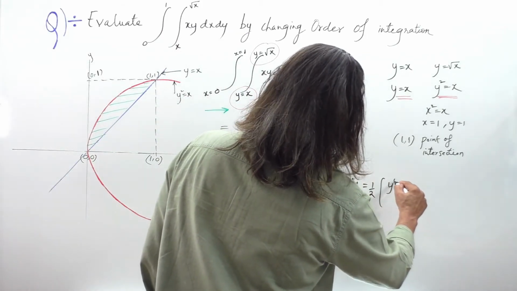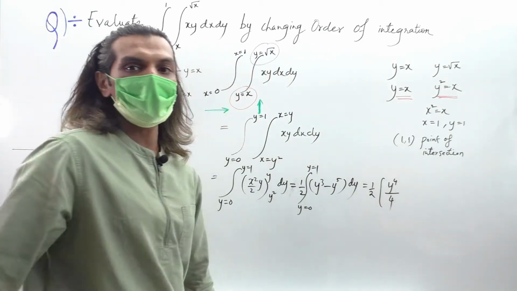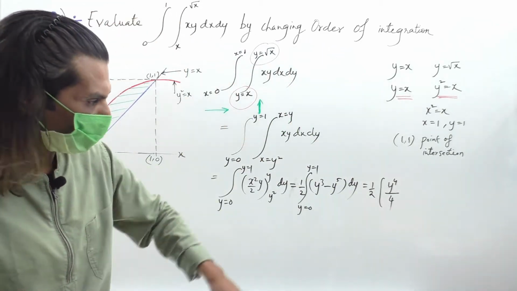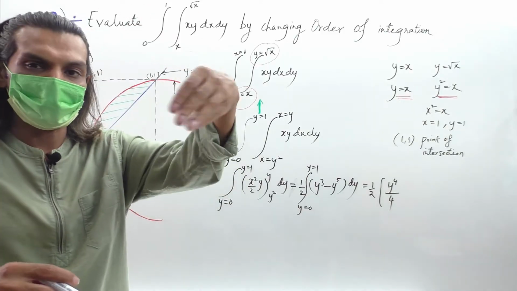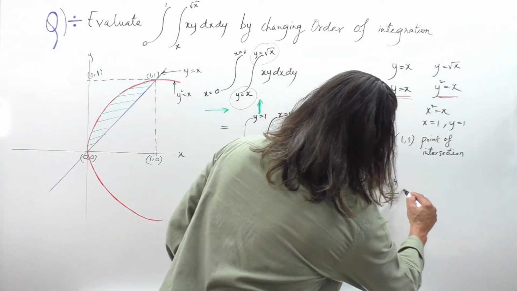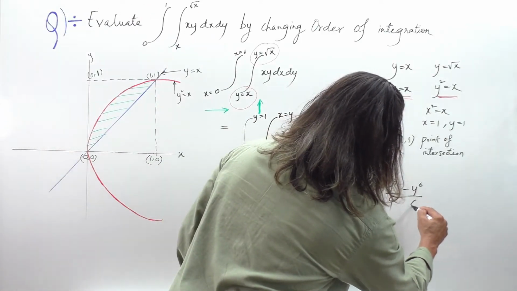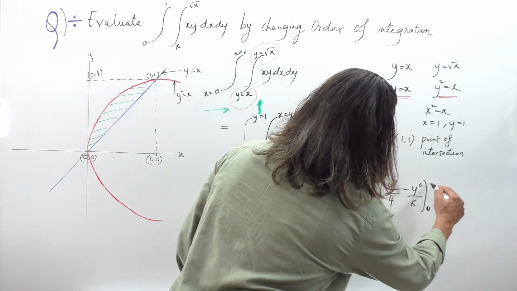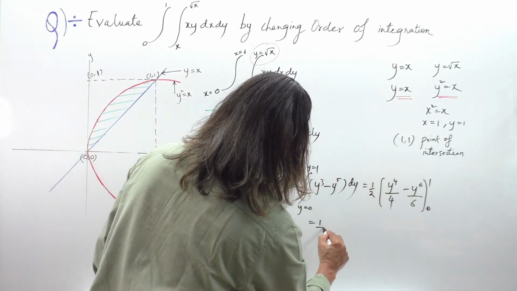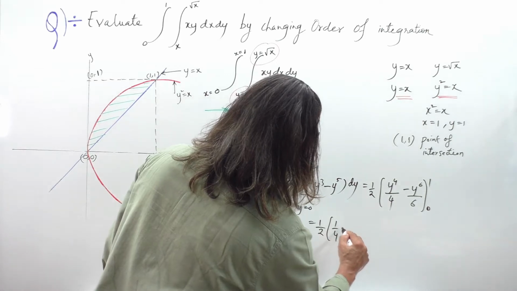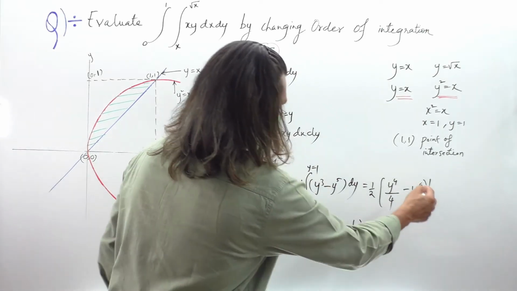Integration of y cube is y raised to 4 by 4, because integration of y raised to n is y raised to n plus 1 by n plus 1. So y cube is y raised to 4 by 3 plus 1, 4 by 4. Again y raised to 5 is y raised to 6 by 6, and limit from 0 to 1. So we have this as 1 by 2 into 1 by 4 minus 1 by 6 minus 0.